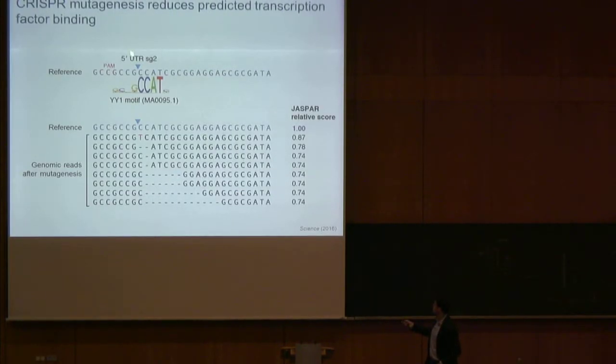And what you can do is, if you just take this single guide, you put it into these cells, you can deep sequence and read out the mutations that are made by it. And you can see that several of these mutations are predicted to disrupt YY1 binding. But that's just a bioinformatic prediction. What actually happens in these cells?